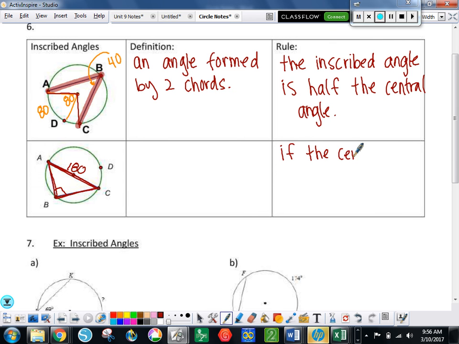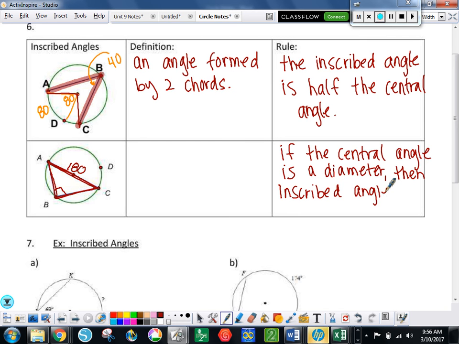I don't know if there's a real definition for that one, but if the central angle is the diameter, then the inscribed angle is the right angle. Now, what kind of triangle did that just form? And what kind of things do you know about right triangles? What kind of things can you do with right triangles?